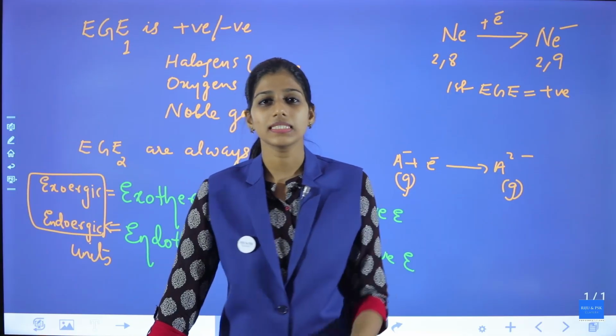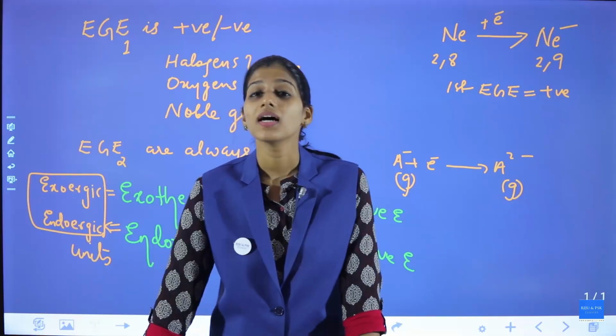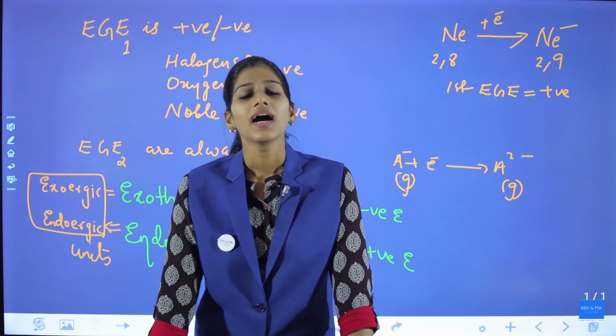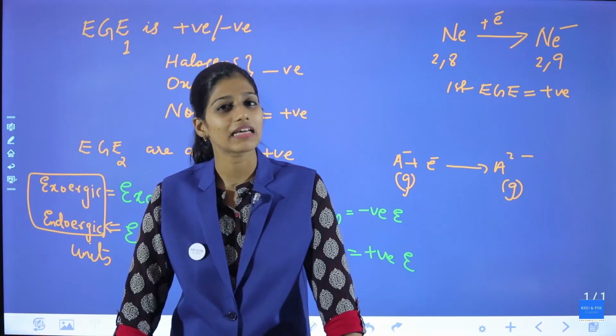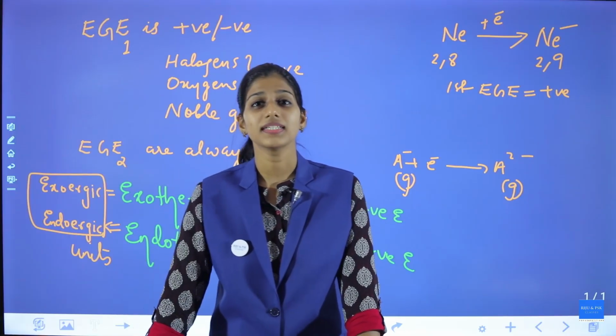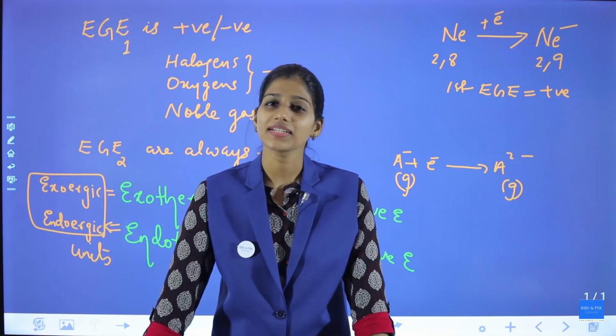So dear children, this is about the electron gain enthalpy. What does that exactly mean? And now we need to see the factors affecting electron gain enthalpy and as well as the variation of electron gain enthalpy in a periodic table. So, we will see in the next session.